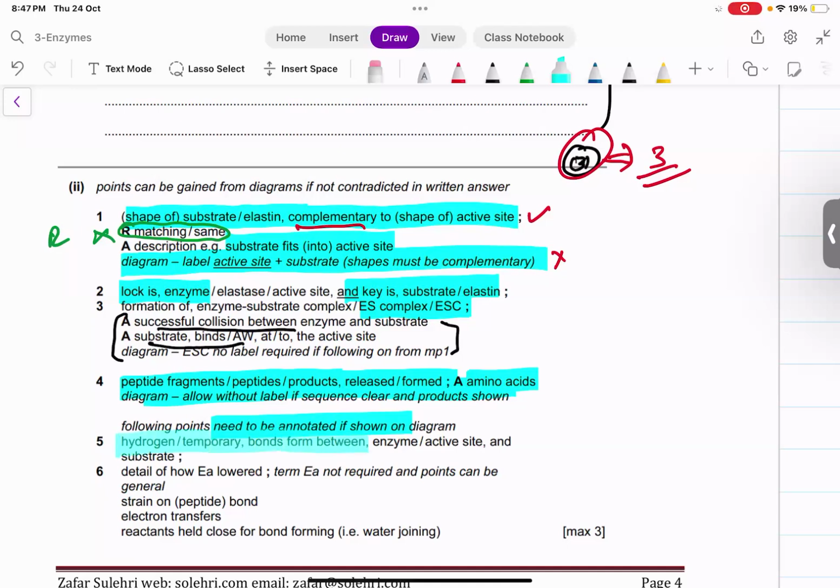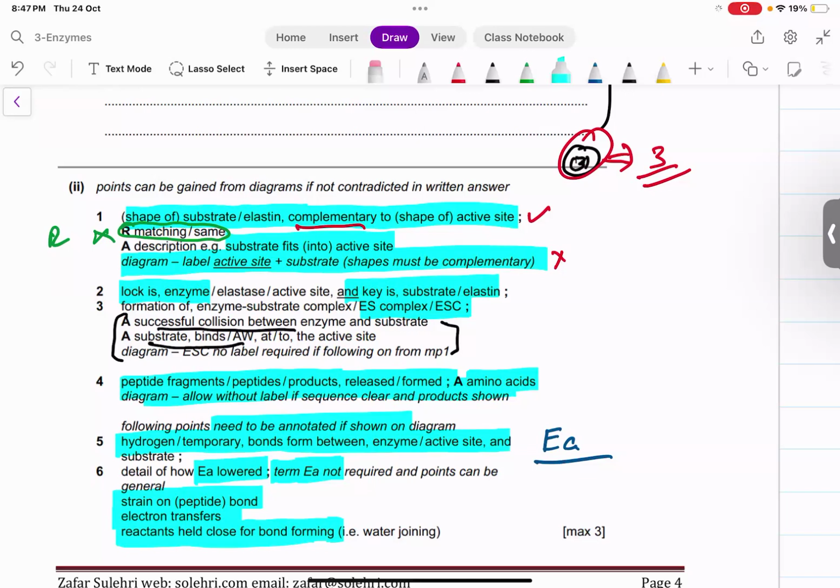Hydrogen bonding or temporary bonds between enzyme and substrate. And you can write about activation energy. This EA is lowered. EA stands for activation energy. Or you can write that the enzyme puts some strain on the peptide bond, or there is some kind of electron transfer brought about by an enzyme, and the reactants are held together for bond forming, or bond breaking.